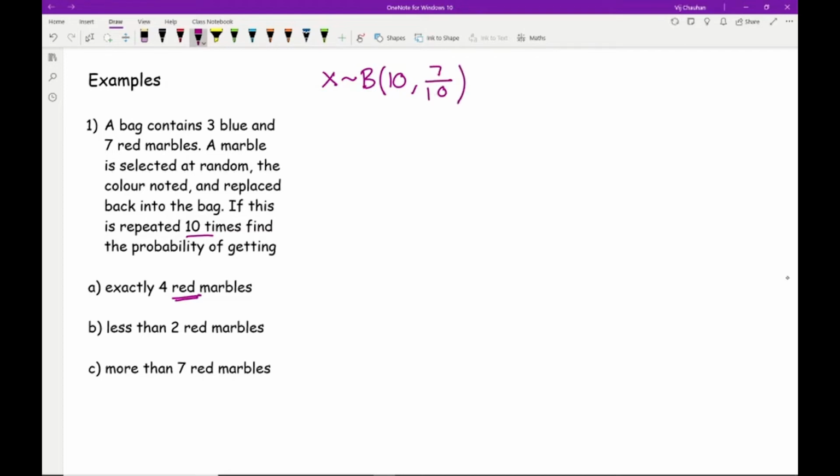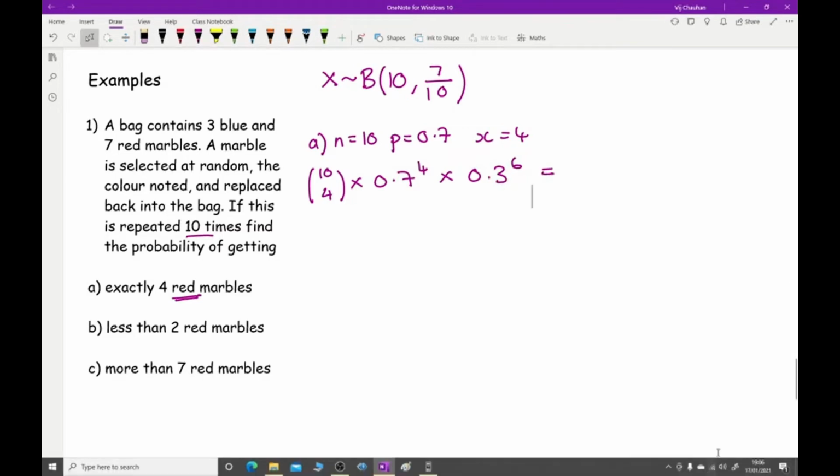From this, we then want to use the formula to work out these questions. We can only use the formula for exact values, so that's what we're going to do in part A. In part A, we've got n equals 10, p equals 0.7, and x equals 4. So I'm going to substitute that straight into the formula. Here I've got 10C4 times 0.7 to the power of 4 times the probability of a failure, to the power of n minus x, which in this case is 6.